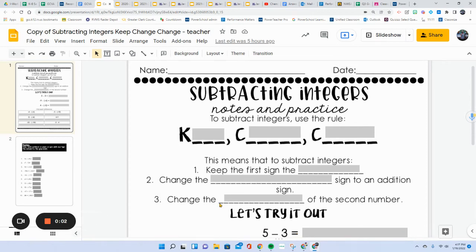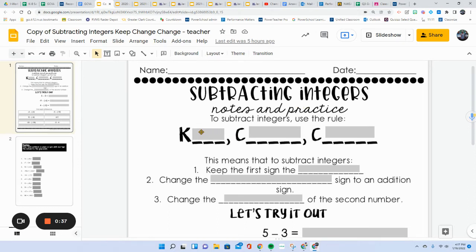All right, today we are going to do an additional way to learn how to subtract integers, especially the positive and negative ones. I've probably already taught you that if they are the same, you just add them and keep the sign. If they are different, you need to find the difference, which means subtract, and then keep the sign of the larger number.